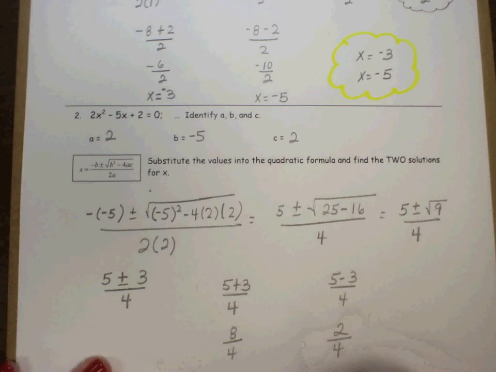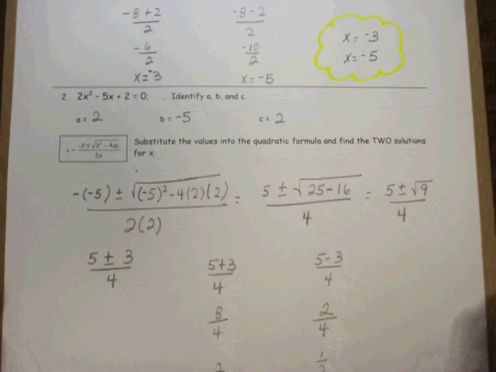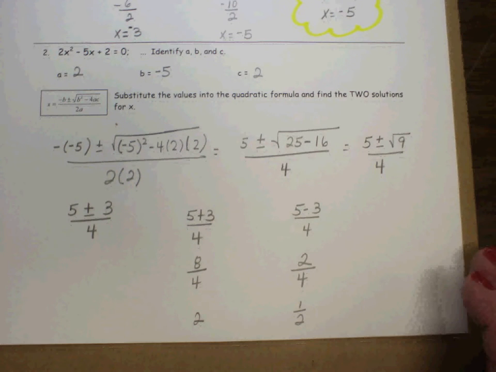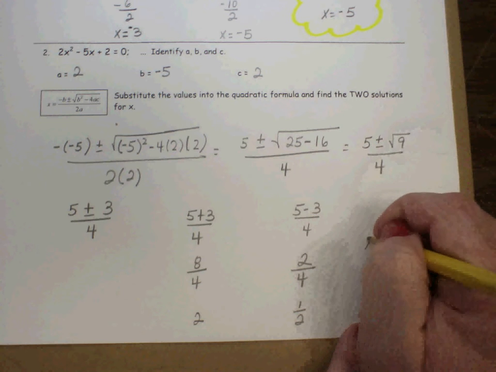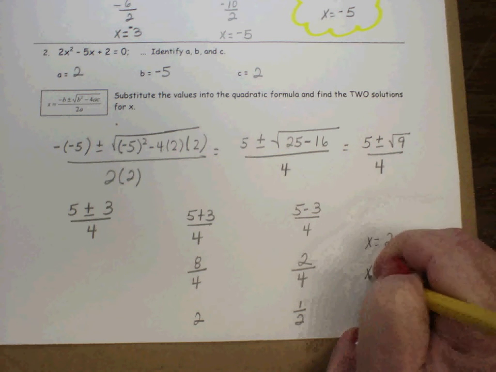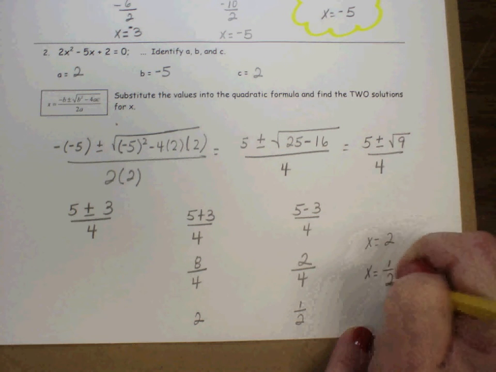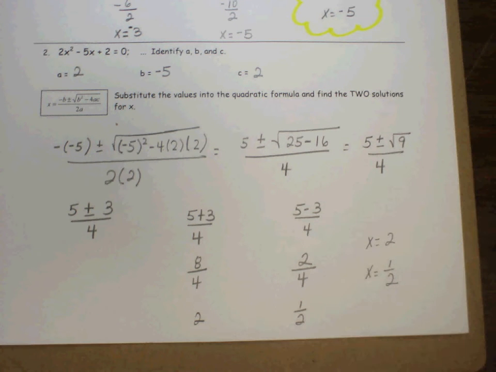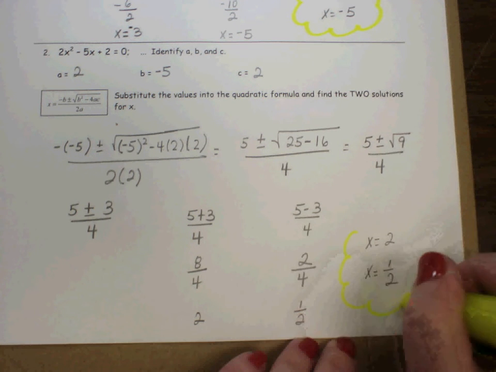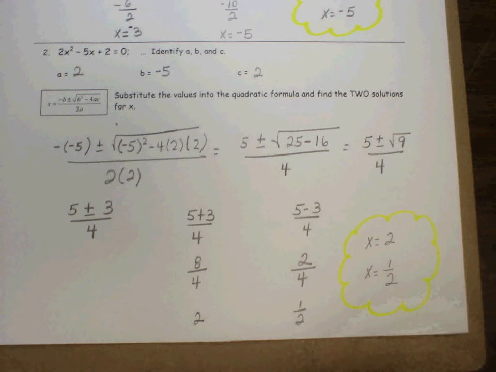So my x's, or my zeros, I'm sorry, I wasn't aware that you can see. My x's would be 2, the zeros of the function, or positive 1/2. Those are my x-intercepts. All right, let's do the next one. So let's go to the next page.